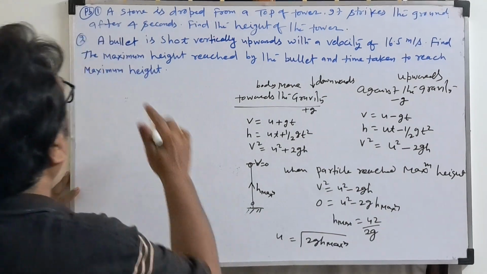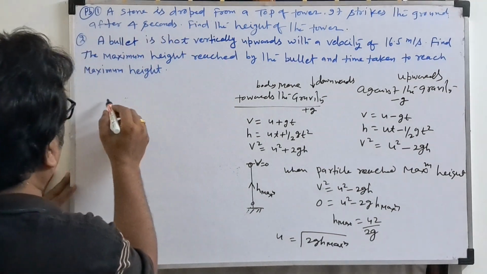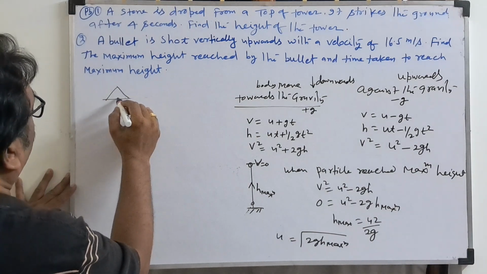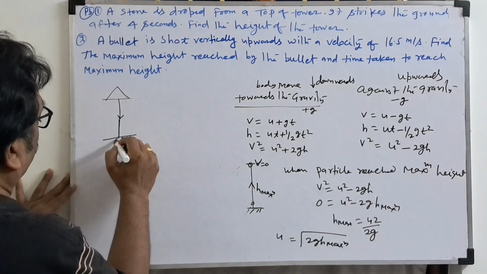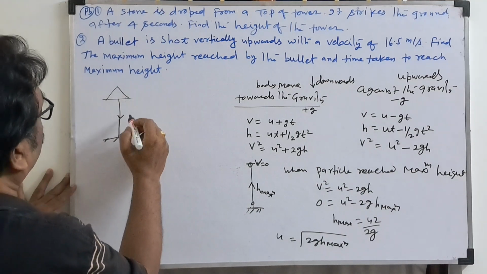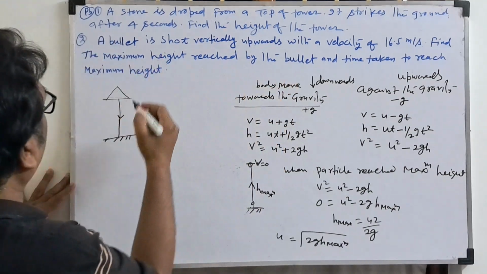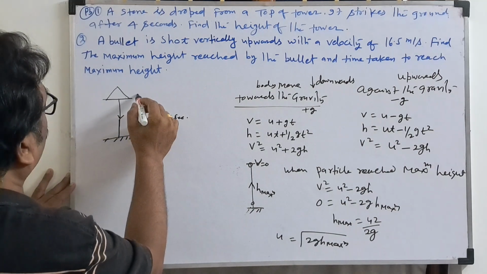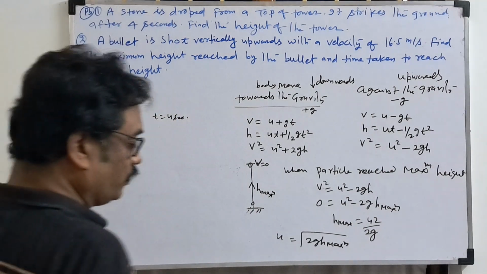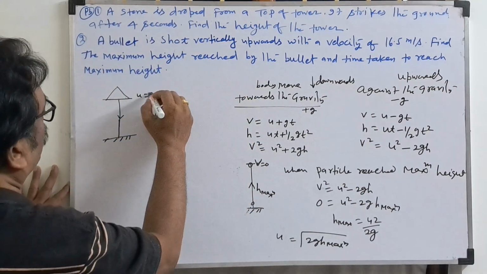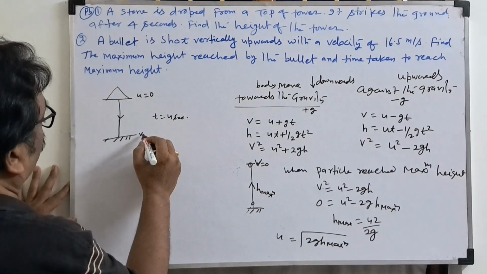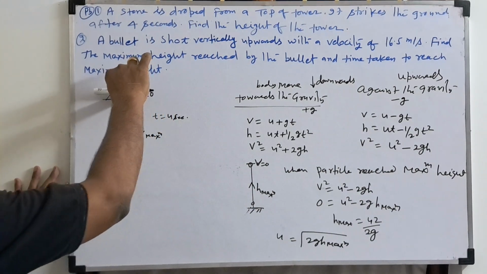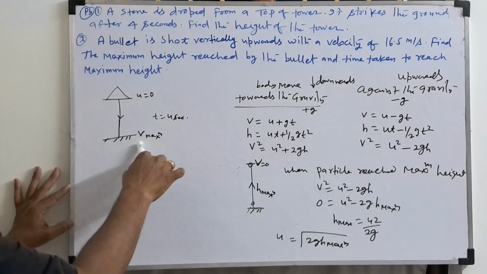What is given in the first question? A stone is dropped from the top of the tower. So this is the tower, okay? A stone is dropped from the top of the tower to the earth surface. It strikes the ground after 4 seconds. Time taken is 4 seconds. So what will be the velocity here? Initial velocity will be 0 and the final velocity will be maximum, because once you drop it, the velocity gradually increases and the final velocity becomes maximum.